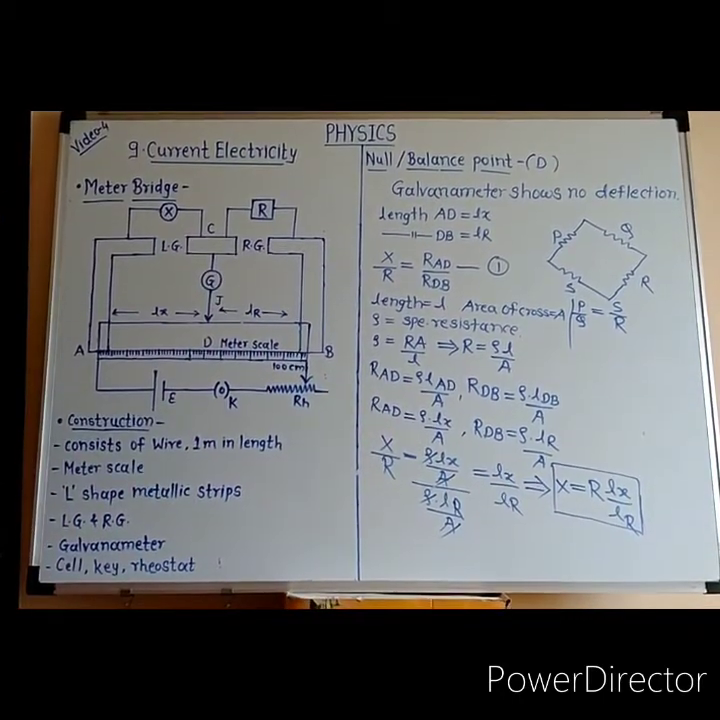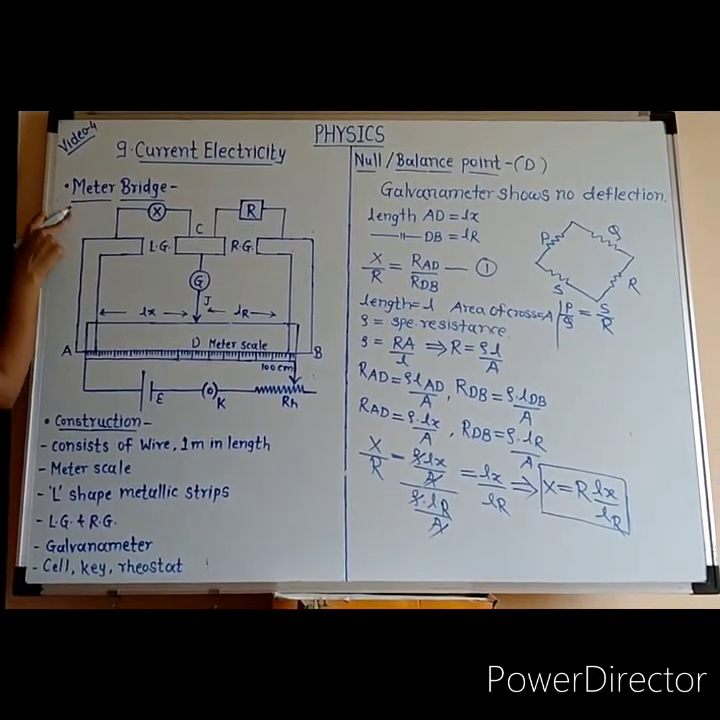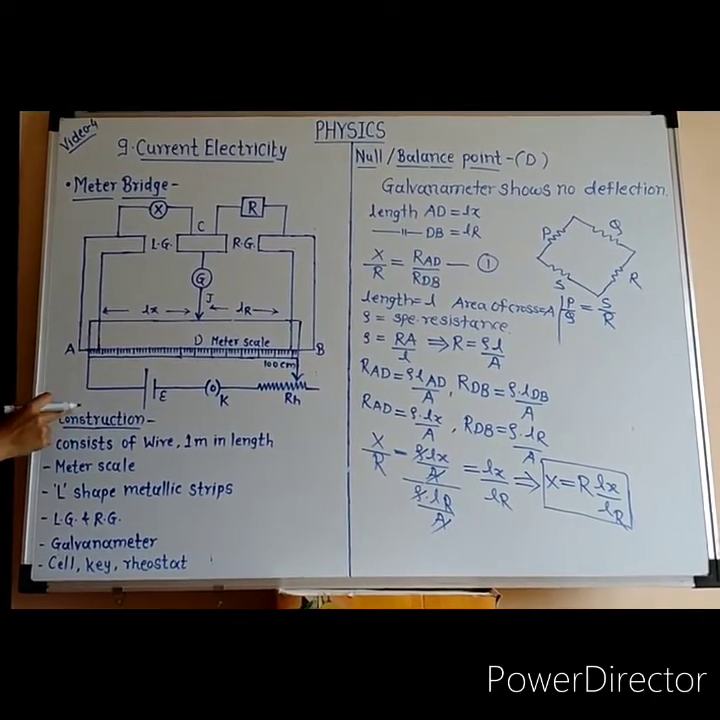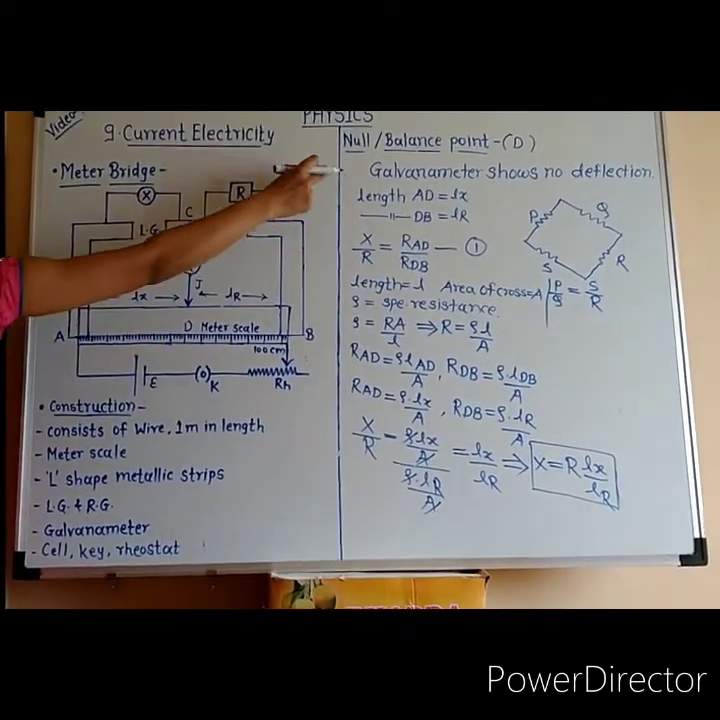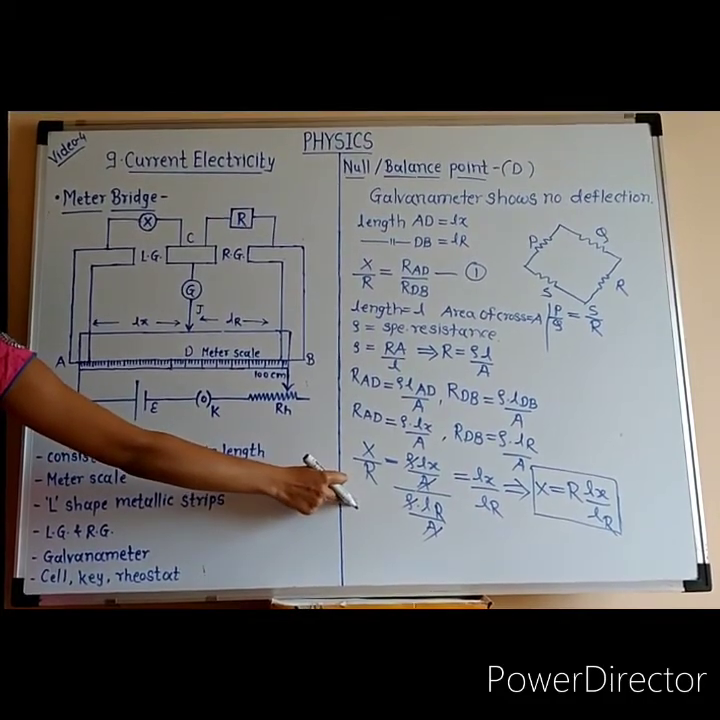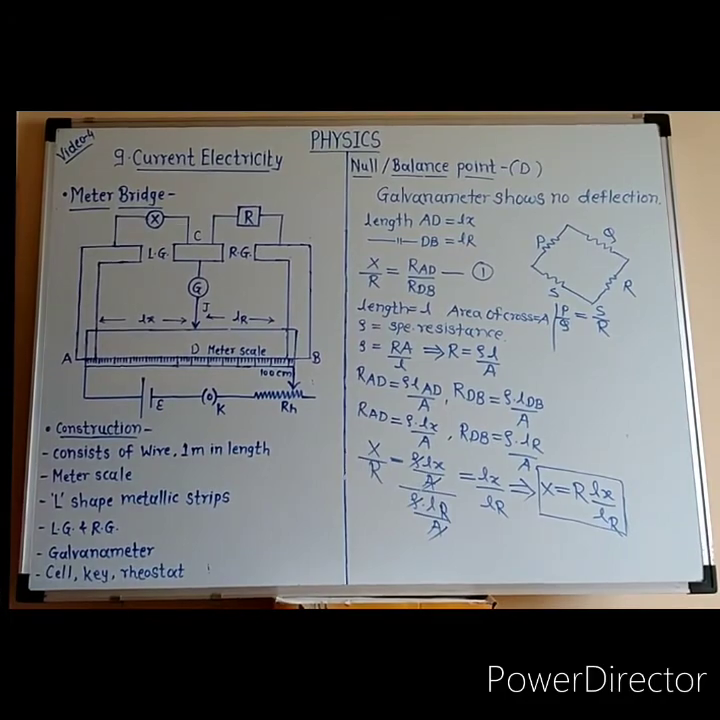In this way, we have studied the application of the meter bridge. In that, we have studied the construction, the null point or the balance point, and the last one, the formula for the unknown resistance X is equal to R Lx by Lr.